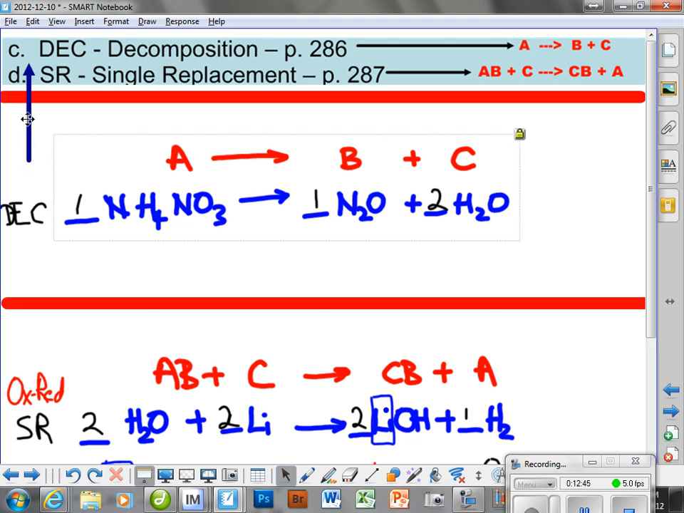So the two that we're going to deal with on this page are decomposition and single replacement. Decomposition was A being pulled apart to make B and C. So I rewrote that here. A is being pulled apart to make B and C. So here's our A. What's the name of this ion? Ammonium. This is the ammonium ion, NH4.